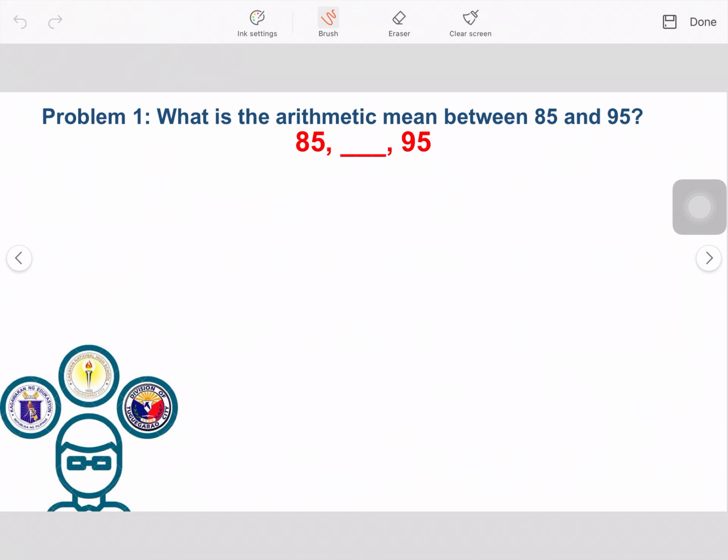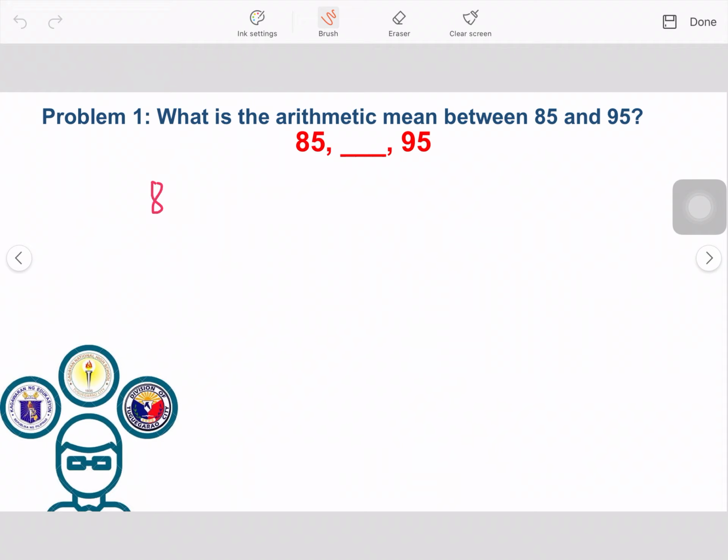What is the arithmetic mean between 85 and 95? Notice that this problem is looking into inserting one arithmetic mean between 85 and 95. We know very well that the term in between two extreme terms of an arithmetic sequence is an arithmetic mean. If you are going to insert just one arithmetic mean between two given terms of an arithmetic sequence, the shortcut is we just have to add the two numbers.